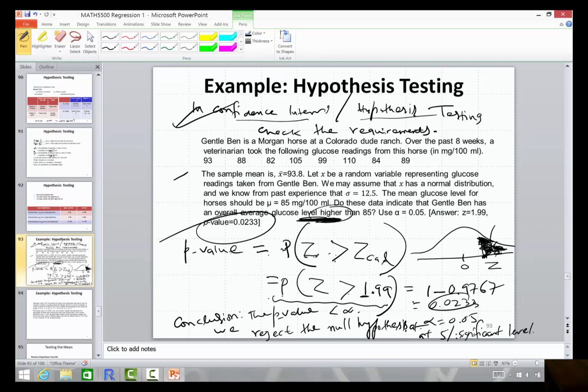I'll tell you what my null hypothesis was. The null hypothesis was mu is equal to 85. The alternate hypothesis was mu is greater. So the null is rejected. That means we have evidence, we have the proof that this is greater. We got the evidence that the mean is greater than 85. This is what we come up with here. So this is how it is.